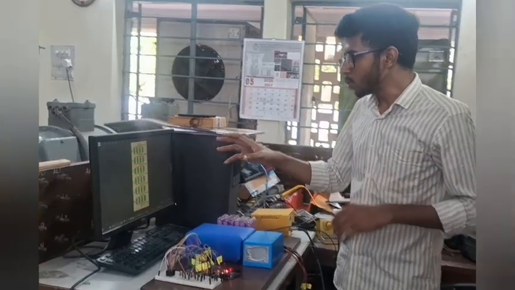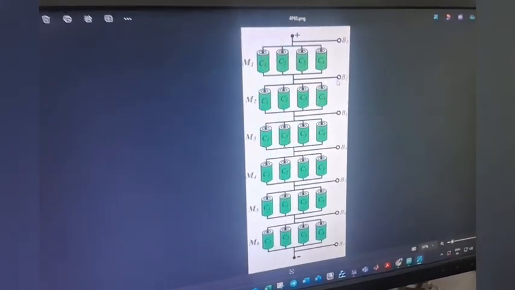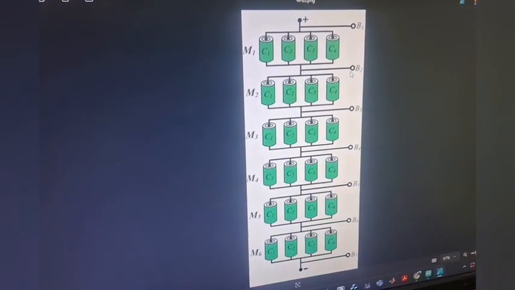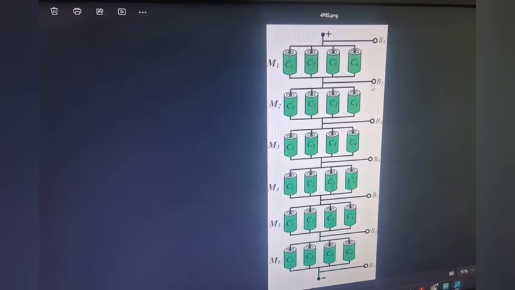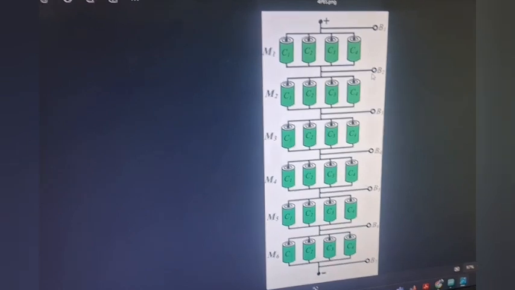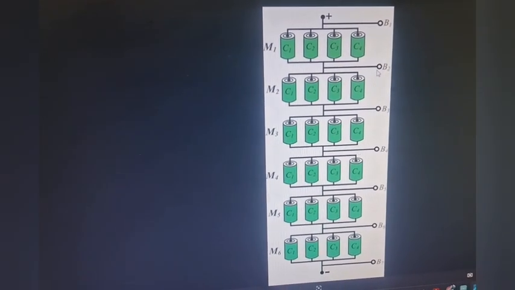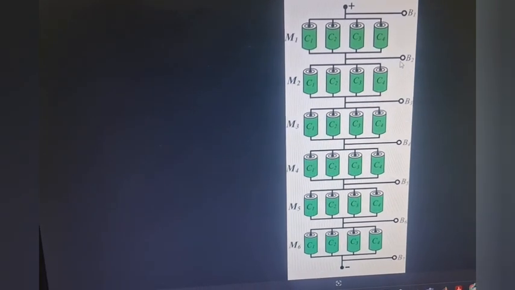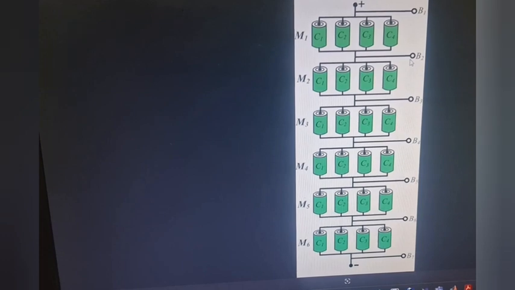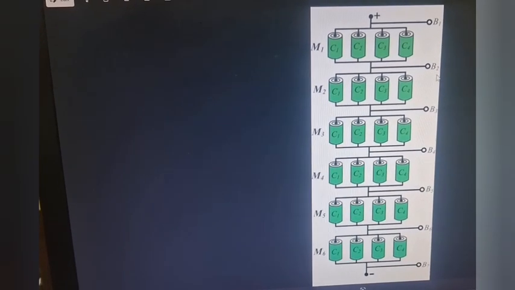Now on the screen, you can see the scaled down model of a typical EV battery pack configuration. This battery pack is a 6 series 4 parallel configuration in which 6 cells are connected in series and 4 cells are connected in parallel, making a total of 24 cells. Each cell is rated at 4 volt and 2.6 ampere hours of capacity. Thus, in this battery pack, a total voltage of 24 volt and a capacity of 10.4 Ah can be obtained. The approximate power that can be delivered by this battery pack is around 250 watt.